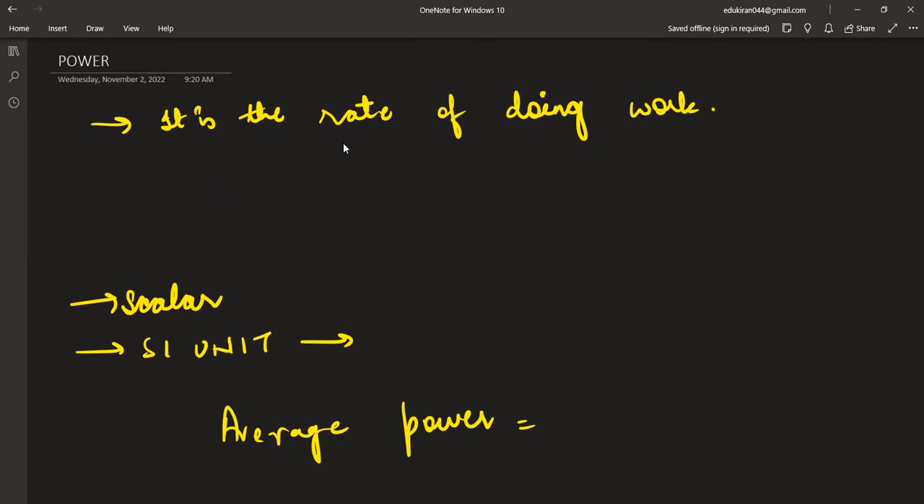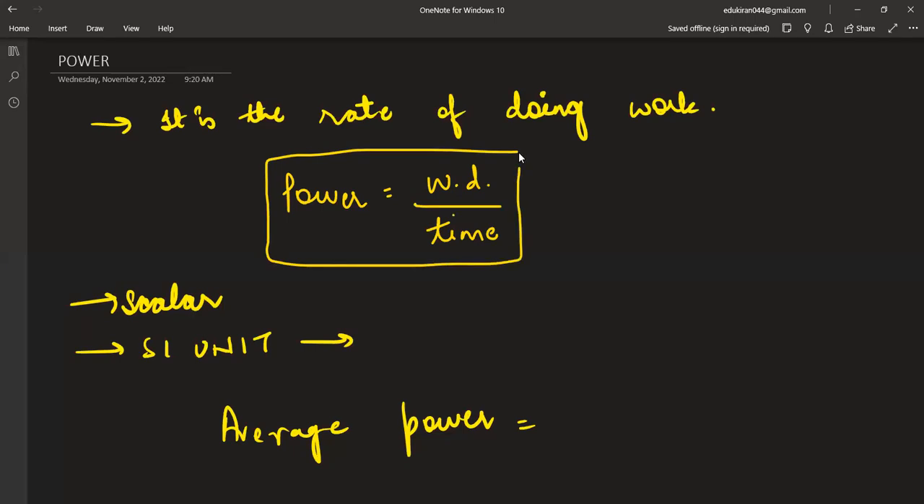See, again, the term rate has come. Rate means, see, power is actually equal to whatever is the work done per unit time. That is the value of power. Means work done which is changing per unit time. Simple formula of power is work done per unit time. Like if in 2 seconds 3 joules have changed, so 3 by 2, that is 1.5 watt will be the power. It's a scalar quantity.